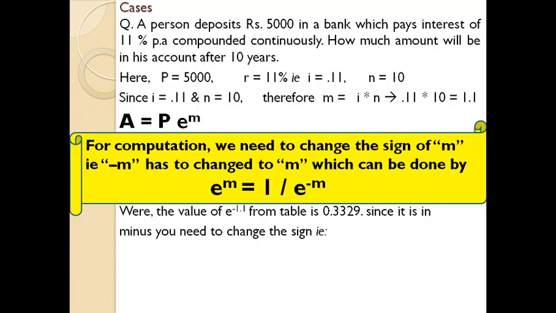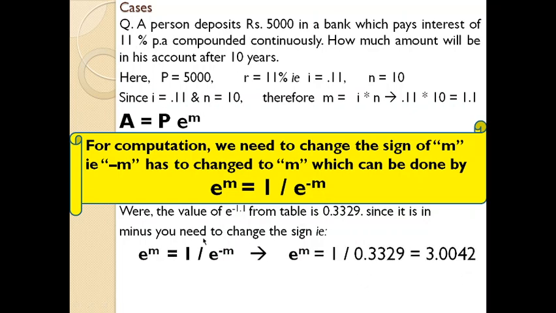Since it is in the minus property, you need to change the sign of it, and that's quite simple. We need e raised to m for the computation, and we have e raised to minus m. So just divide 1 by e raised to minus m, and you will get e raised to m equals 1 divided by 0.3329, that is 3.0042. Now substitute the same in this equation.